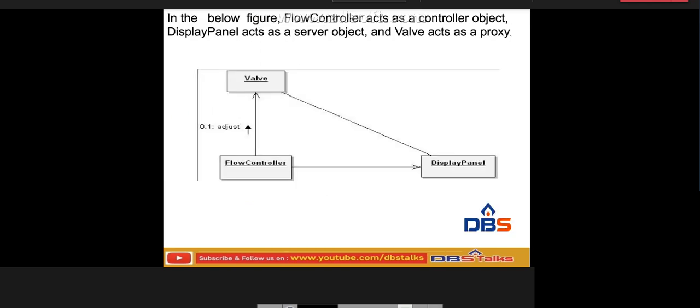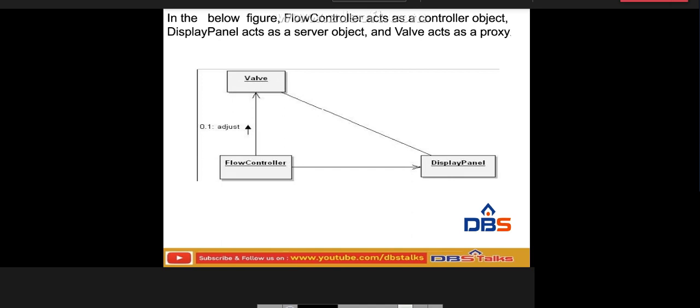See, in the figure below, flow controller acts as a controller object, display panel acts as a server object, and valve acts as a proxy. So here there are three different types of classes, like objects. Whenever a name is underlined, it is called an object. If there is no underline, it is called a class. This is how to identify the difference between a class and an object.